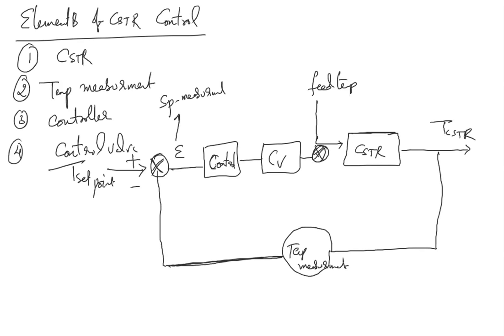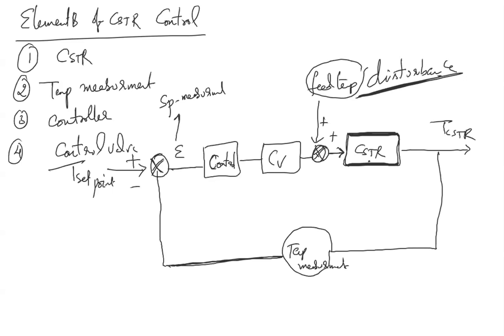So both together will act on the system. This is the control diagram of the CSTR. What is input to the CSTR is feed temperature plus cooling water flow rate. These two are the ones affecting the temperature of the CSTR, so they become your disturbances: the feed temperature and the cooling water flow rate.